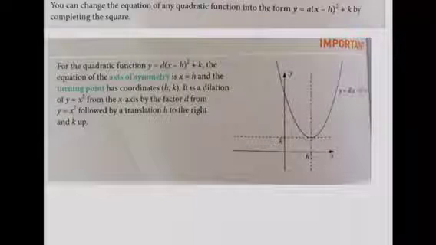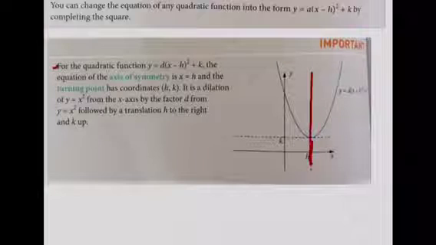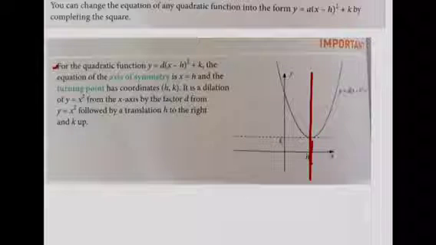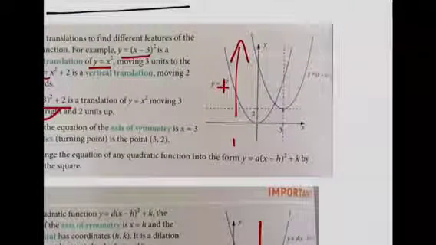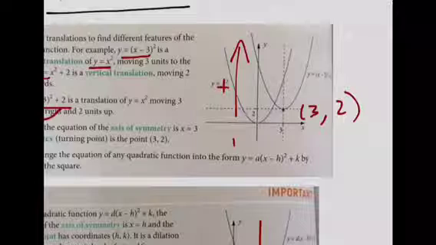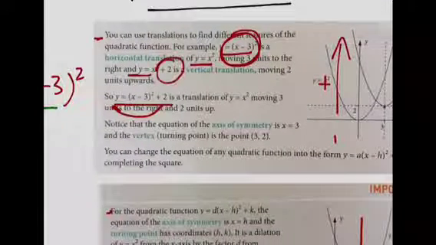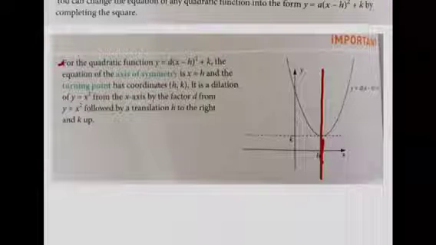To finish off, we just have this important box on page 218, and it says, for the quadratic function y equals d times (x minus h) squared plus k. So this is what we had before. They've just added this d at the beginning. The equation of the axis of symmetry is x equals h. So h is how far we moved it across to the left or right, and the axis of symmetry is the vertical line where the curve is reflected. And the turning point has coordinates (h, k). So as we saw up here, our turning point had coordinates (3, 2), because we translated along the x-axis 3 and along the y-axis 2. So the turning point has coordinates (h, k).